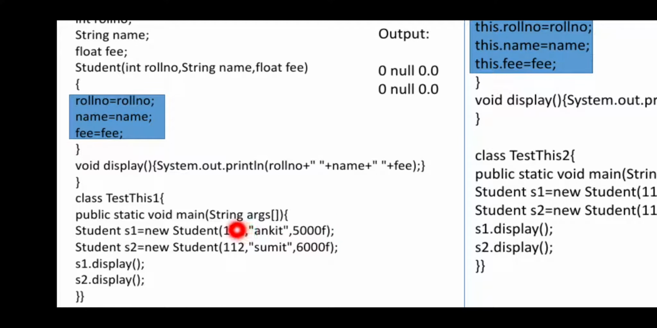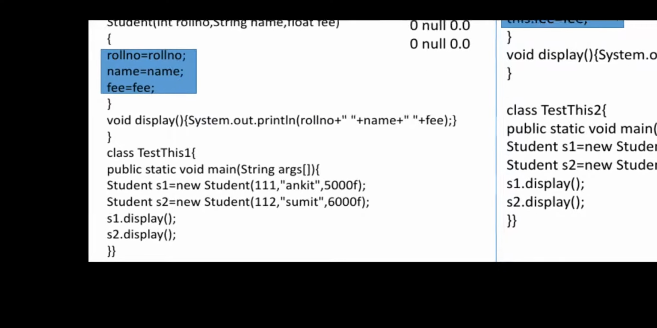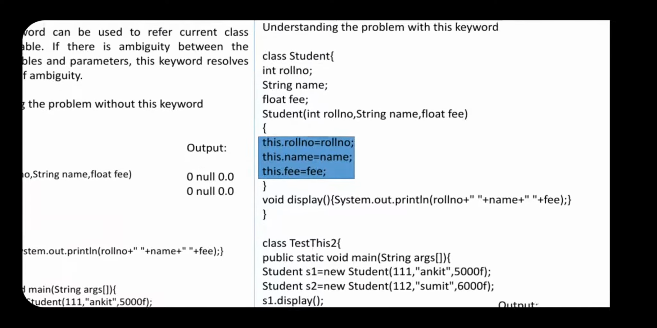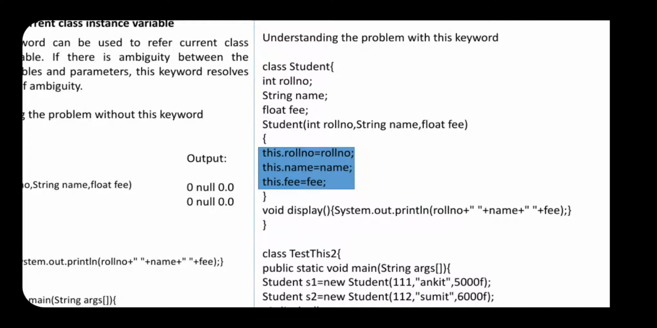If I want to access a particular student with the correct instances, then ultimately you have to go for it. Otherwise you are going to get ambiguity or confusion. How can that be resolved? This is how you are going to resolve it.